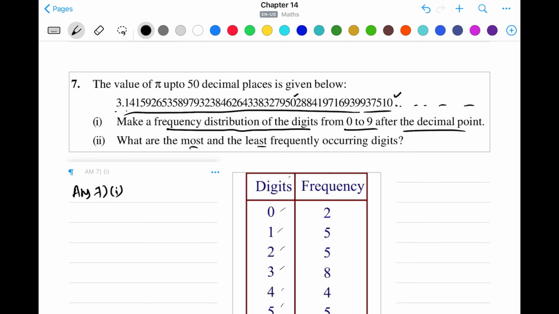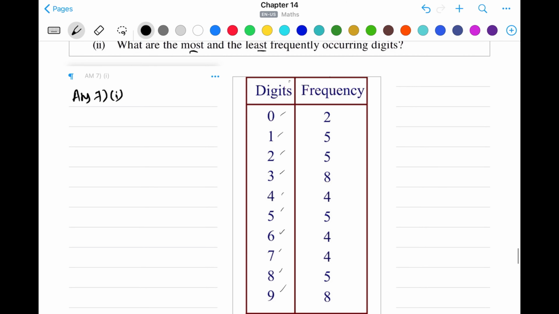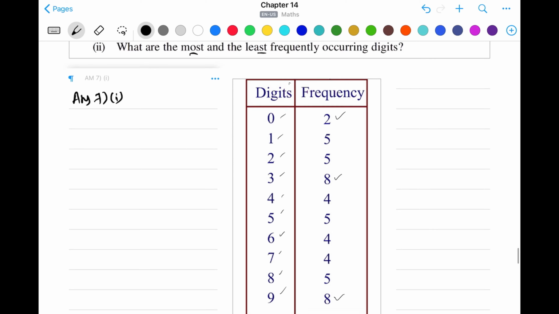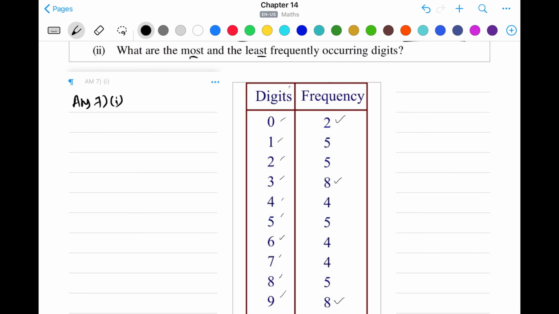Now you're asked what are the most and the least frequently occurring digits. We have 3 and 9, both appearing 8 times, and 0 appearing only 2 times. So the answer for this one is: the most occurring digits are 3 and 9, and the least occurring digit is 0.